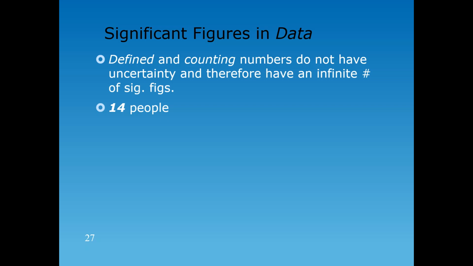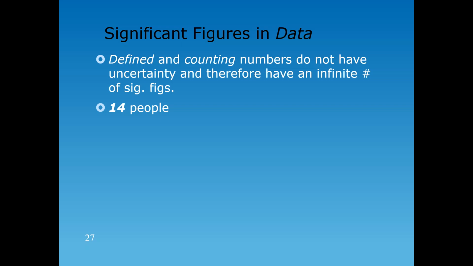The other category of numbers are known as defined numbers, right? Let me rephrase that. The other category of numbers is exact numbers. And there are 2 categories of exact numbers. You have defined numbers and you have counting numbers. And what they have in common is that they both have an infinite number of significant figures.